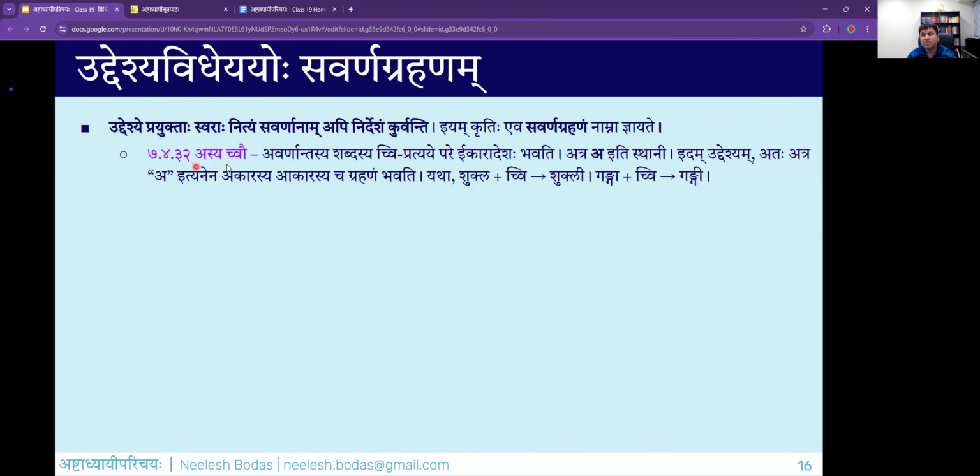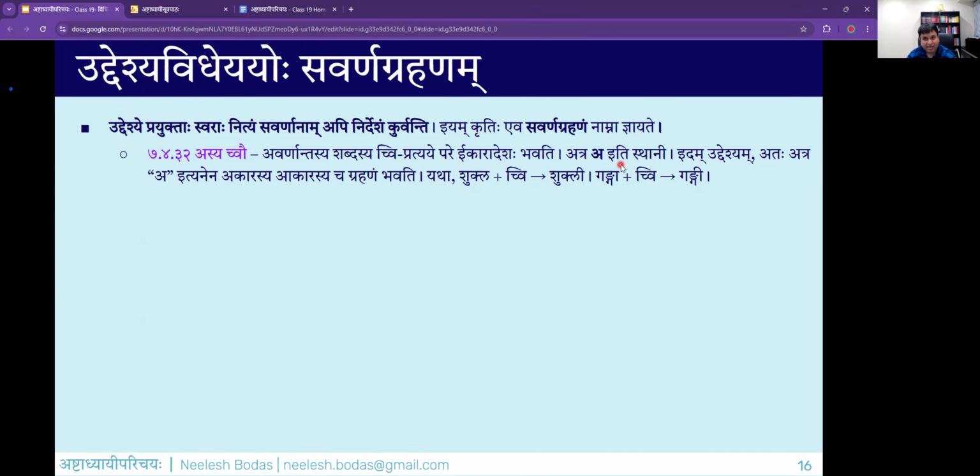So let's take this sutram asya chvau. The meaning of this sutram is avarnanta shabdasya. See, asya. A is the sthani. Sya, the shashti, is used to indicate the sthani. So avarnanta shabdasya chvi pratyaye pare. Chvau is saptami. Like munau, it becomes chvau. So chvi pratyaye pare. Now you should understand all this deciphering. Saptami means para and shashti means sthani and so on. So avarnantasya shabdasya chvi pratyaye pare ikaradeshah bhavati. I is the adesha that comes as an anuvritti.